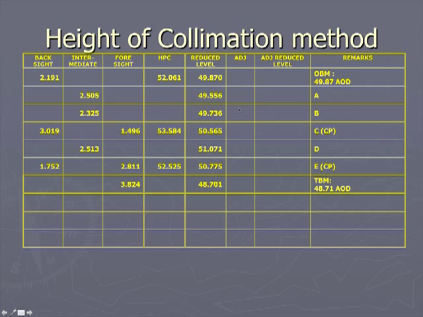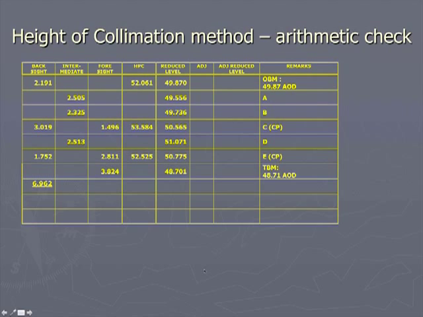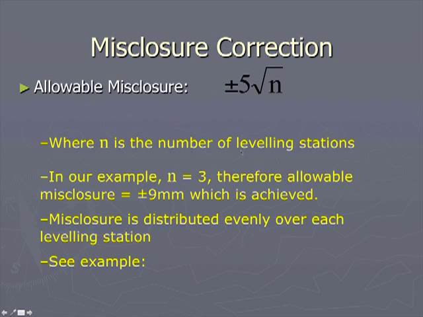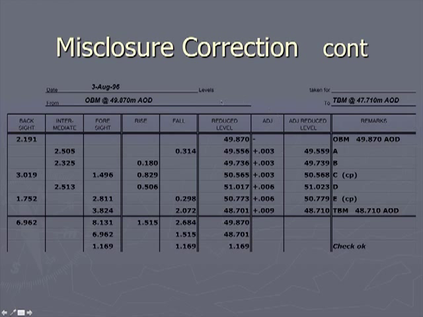Now, how do we proceed to adjust this? The adjustment is given on a different slide, so I'll go quickly through the checks. You have all this in your lecture material. So here is the plus or minus 5 square root of n, the allowable misclosure. So we are within the allowable misclosure for this example. And here we see the corrections. Now the adjustments are very simple. We don't adjust by less than millimeters, and we never adjust the benchmark. The reduced level of the ordinary benchmark is 49.870. We don't really need to adjust this because we know what it is, so we leave that empty.